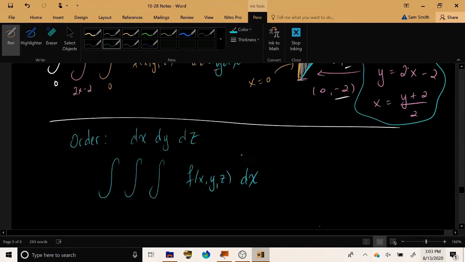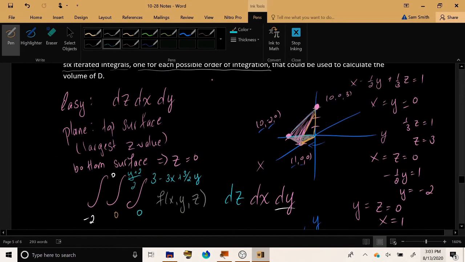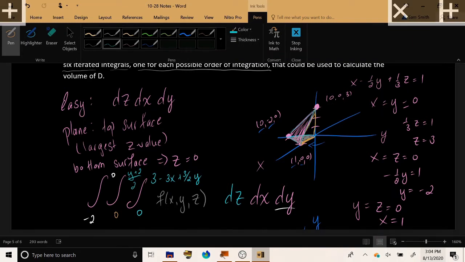Now when z came first, we looked at our three-dimensional region, and we asked ourselves what function of x and y bounded the region on the top, and what function of x and y bounded the region on the bottom. In this case, when we have x as our first variable of integration, we're going to ask what function of y and z bounds our region and has the largest x values. What function of y and z bounds our region and has the smallest x values?